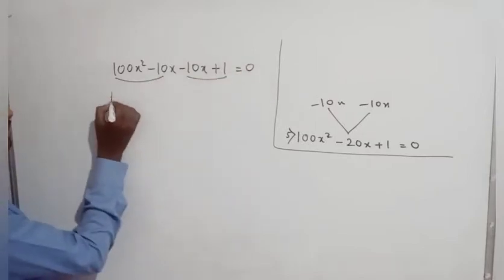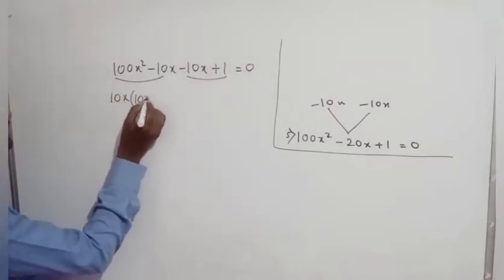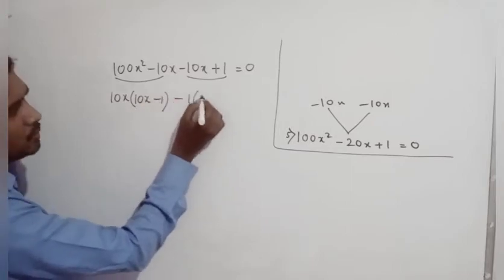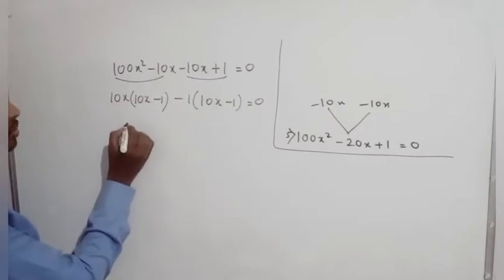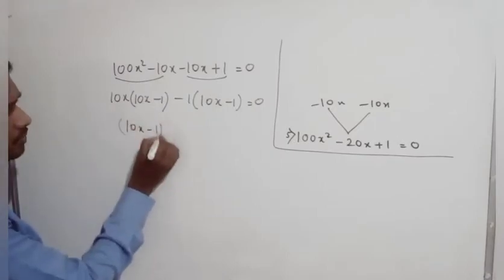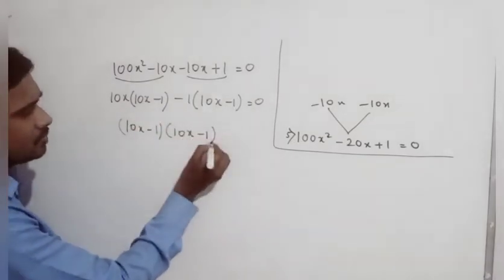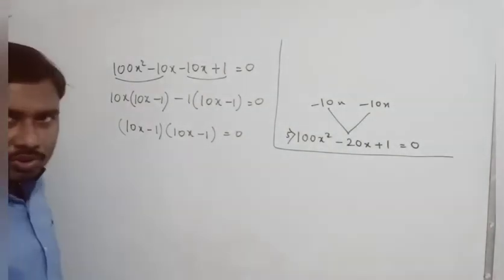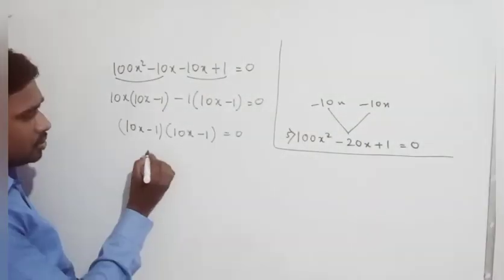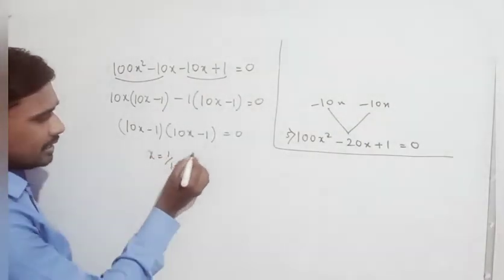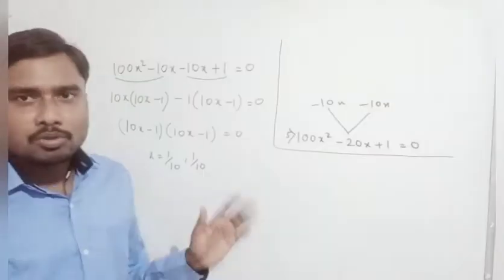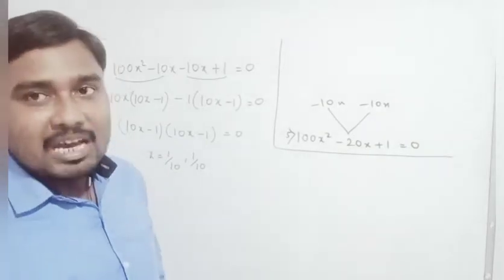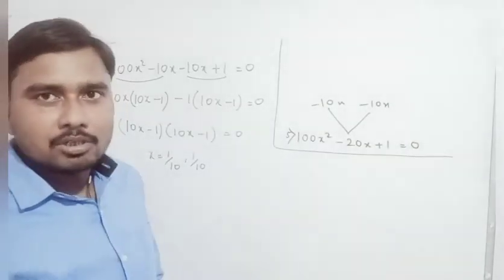Then take common. So here it is 10x minus 1, minus 1, 10x minus 1 is equal to 0. Okay? So now in these two terms, again 10x minus 1, 10x minus 1. So real roots and equal roots. So x is equal to 1 by 10 and 1 by 10. Okay? So these are some questions which we have to solve by the factorization method.